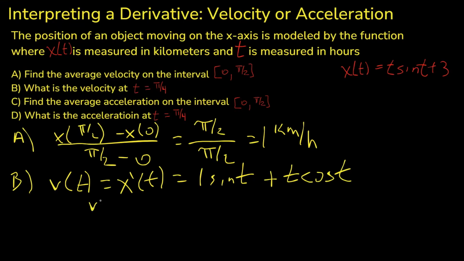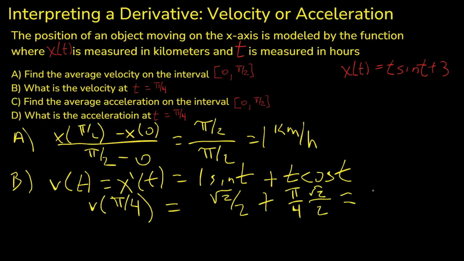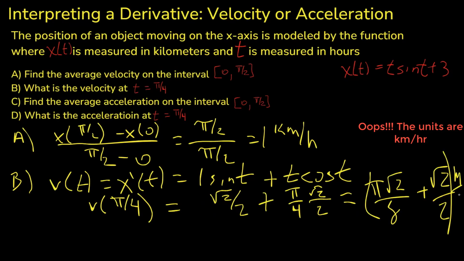So v of pi over 4, if you plug pi over 4 in, you'd have root 2 over 2 plus pi over 4. Cosine of pi over 4 is again root 2 over 2. And that's going to simplify to pi root 2 over 8 plus root 2 over 2. And again, the units on this would be kilometers per hour.